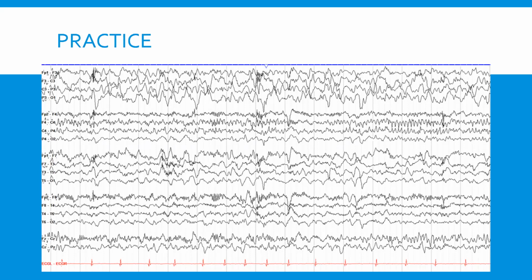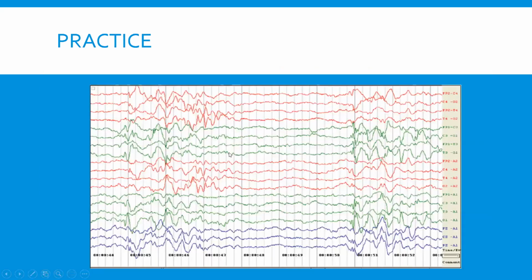All right, let me move on to the next slide. Same question: is this awake, drowsy, asleep, or sedated? What do you guys think? Any guesses? Yeah, great, it's sedated. It looks like burst suppression. There's a burst of activity, and then it's totally flat, and then there's a burst. Great job, I think you guys definitely got this.